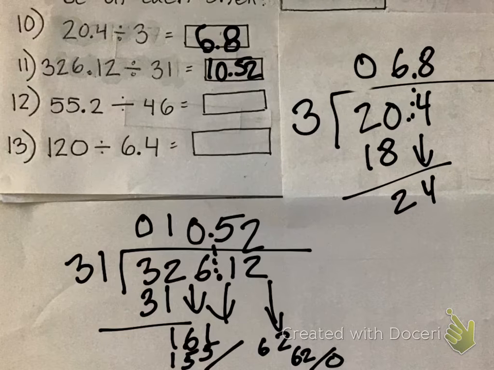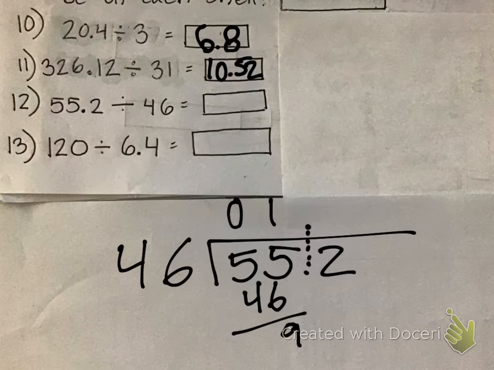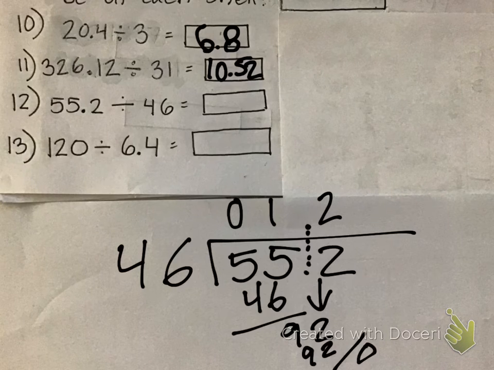Let's try it with number 12. Here, 55.2 divided by 46. I'm just immediately going to bring my decimal up because we already know to do that. 46, 0, 1, 46. That brings it to 9.2, and I'm going to bet you, yep, it goes in 2 times, 92 at 0. So our answer is 1.2. Our decimal just goes straight up.